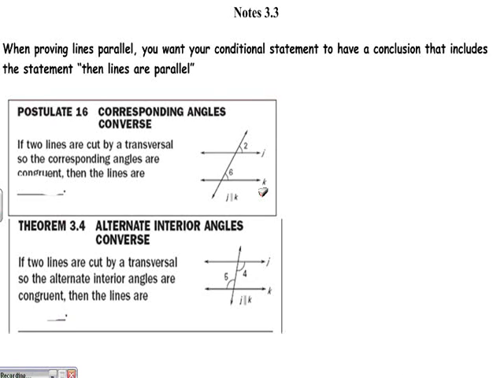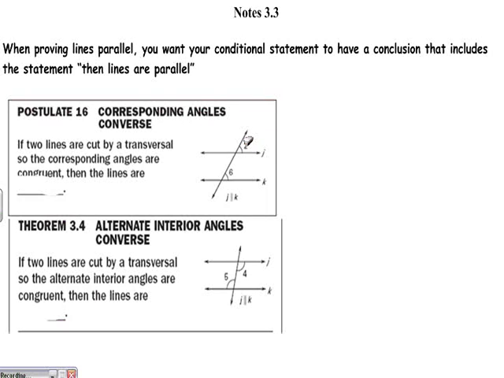So all of our previous theorems and postulates started with if my lines are parallel. Well, now, because we're flip-flopping the if and then, all of my converses are going to end with then the lines are parallel. So these are all ways of proving that two lines are parallel. And the first one deals with our corresponding angles.